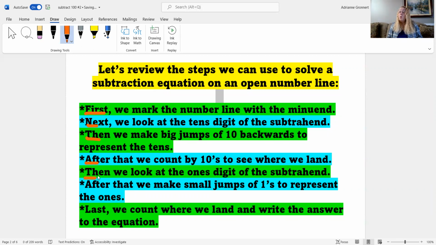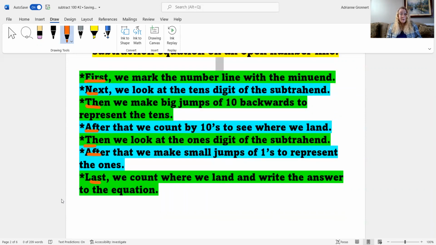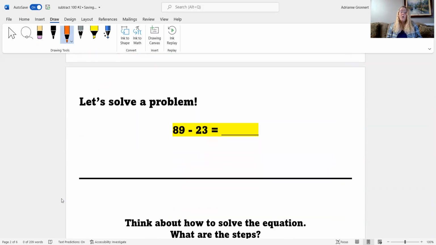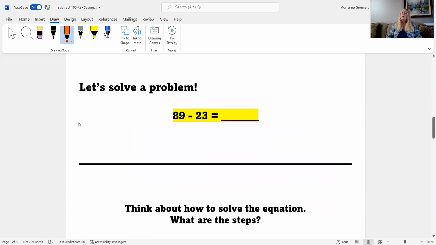Then we look at the ones digit of the subtrahend, or the second number in the equation. After that, we make small jumps of ones to represent the ones. Last, we count where we land and write the answer to the equation. Okay, are you ready to begin? Let's solve a problem. Here's the first problem.